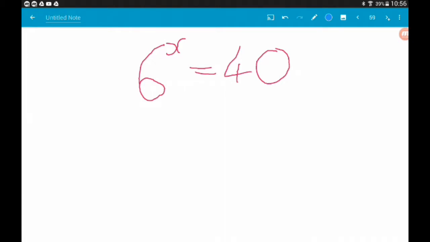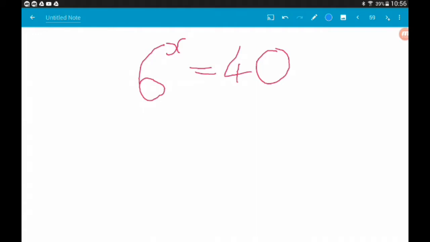Now we could actually do this two different ways. For this one example, I'm going to go through it both ways, but we're only going to use one method throughout the rest of the video. So the first method, we could convert this from index notation to logarithmic notation. So our base is 6, our power is x, and our result is 40.